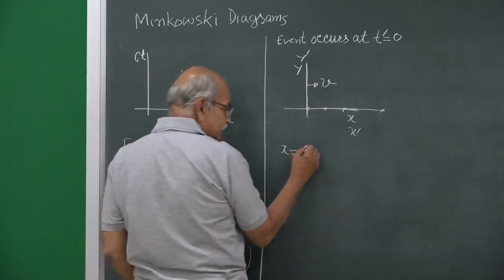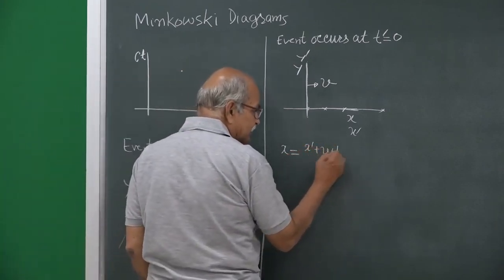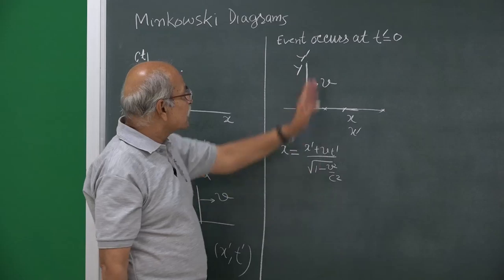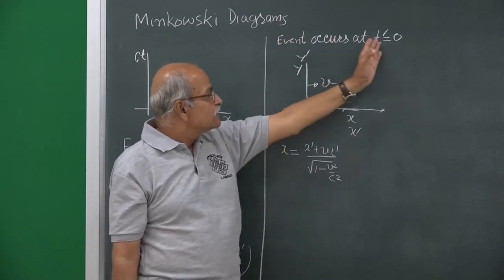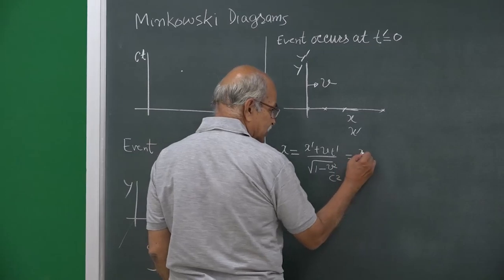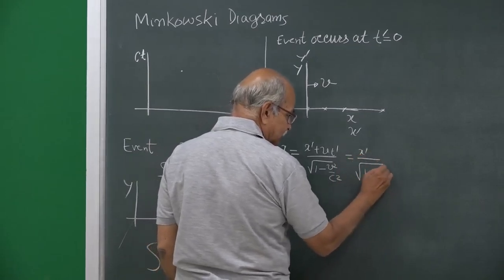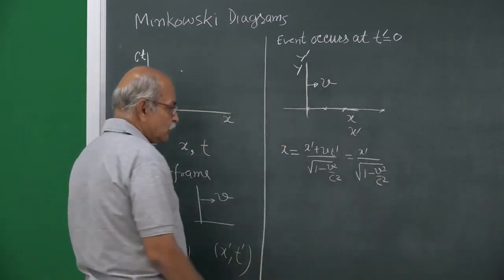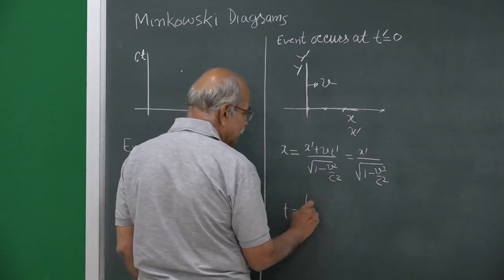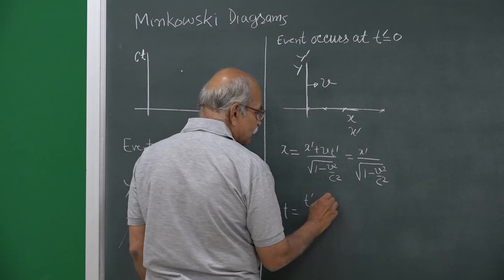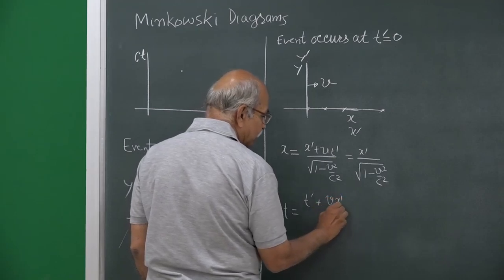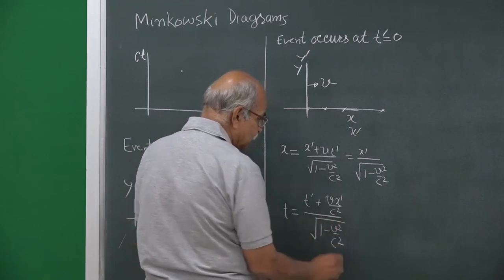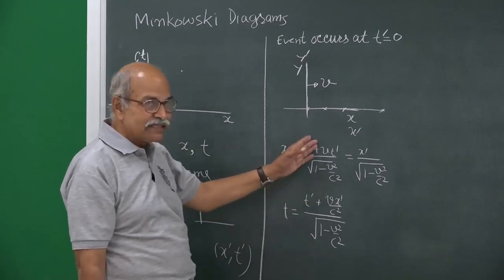So, what is x? X is x prime plus Vt prime divided by square root 1 minus V square by C square. And since I am considering events which occur at t prime is equal to 0, this is x prime divided by square root 1 minus V square by C square, that is x. And what is t? T is equal to t prime plus V x prime by C square divided by square root 1 minus V square by C square. So, this is Lorentz transform, algebraic form of Lorentz transformation.